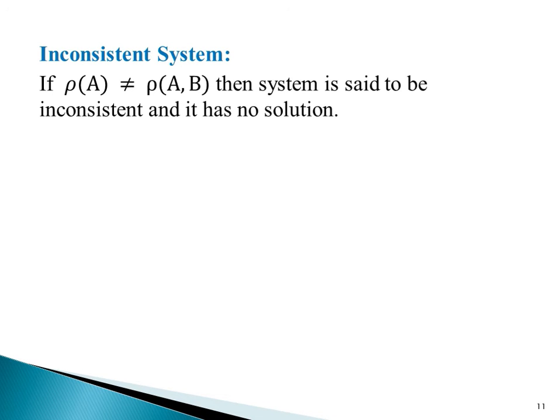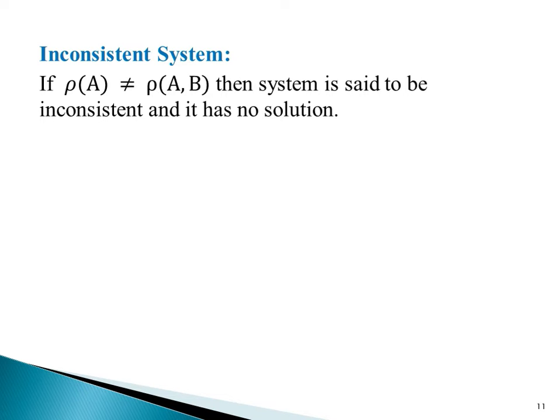Okay, now we see the inconsistent system. Simply, if rank of A is not equal to rank of AB, then the system is said to be inconsistent, and if the system is inconsistent, then it has no solution.